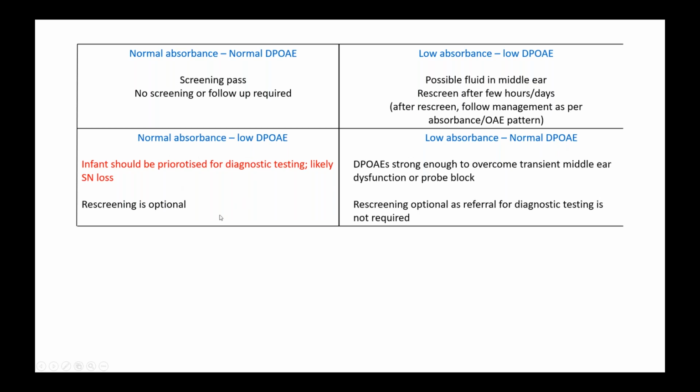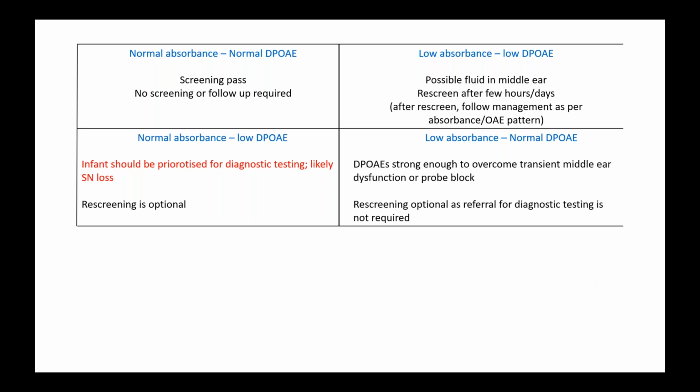The reason for concern is when they have a normal absorbance and then low OAE, then they should be prioritized for diagnostic testing, because they're likely to have normal middle ear function, whereas the OAE shows that there could be something wrong with their hearing. So they should be prioritized for diagnostic testing. So this can be a useful test when you're using it as a screening test. As an adjunct test, it's really helpful.